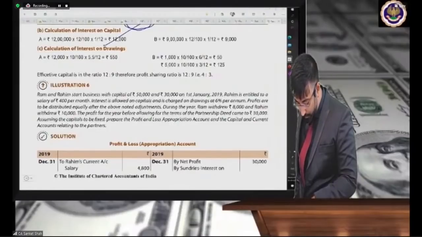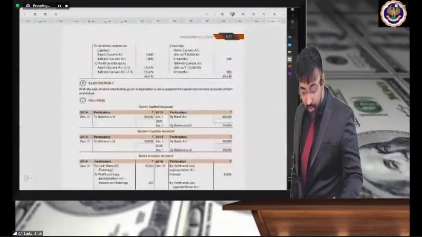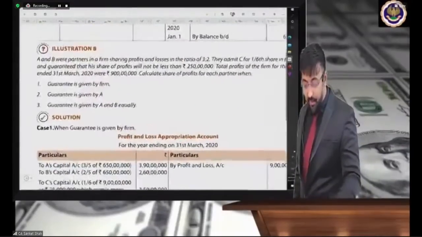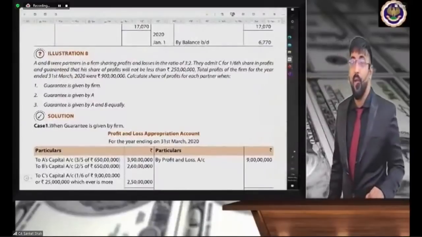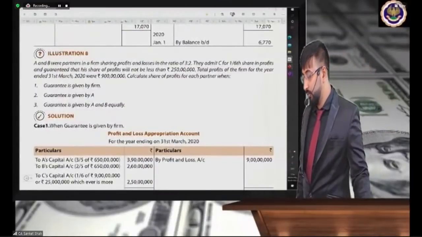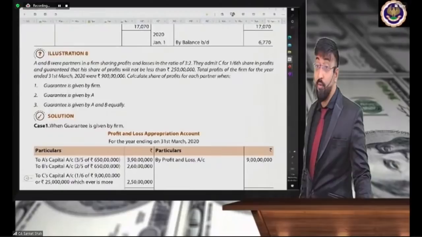No problem. Ritika is saying, sir, please explain illustration number 8. No problem, beta. Illustration number 8. Come to illustration number 8. I'm always there to explain you difficult questions. Beta, today we have to complete that goodwill adjustment also. That goodwill calculation is very, very important.